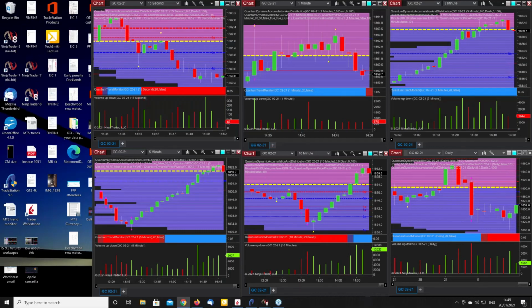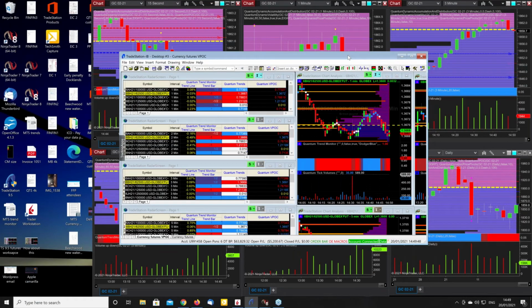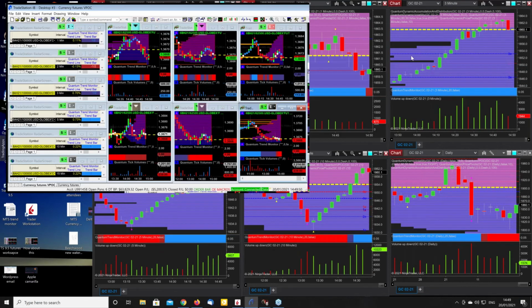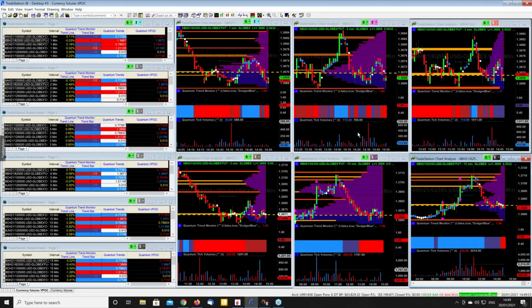So let's just move that out the way. This is on TradeStation, which has been a long time coming, but we're here. This is on 9.5. I haven't got it up at the top there, but I can tell you it is 9.5. This is just the currency futures I've got here. I showed this this morning.